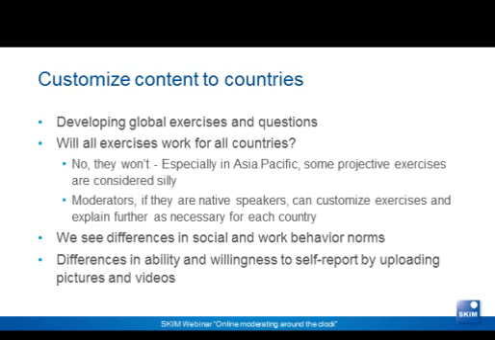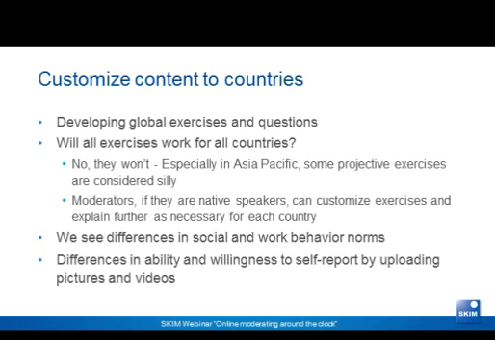However, you also have to be flexible to really understand how people in different countries react to different exercises, because it's so flexible in terms of creative exercises. You can really use a lot of different methodologies, but not all methodologies will work for all people. For example, in Asia Pacific, respondents usually are not very excited about projective exercises. They will think that it's a bit silly to do that.